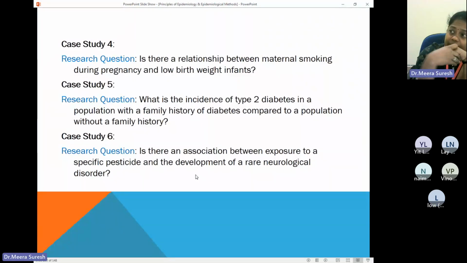This blinding always comes only in RCT. In the other studies, we are just doing observation. We are not manipulating anything. We are not asking them to quit or not. We are not telling them what is going to happen. We are just observing. So if they are smoking, we observe whether the children born to them are low birth weight or not. We are not going to influence these people in any way.